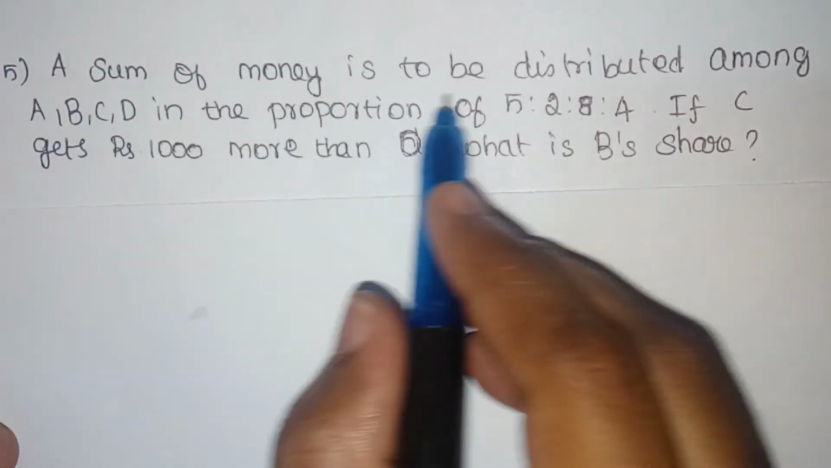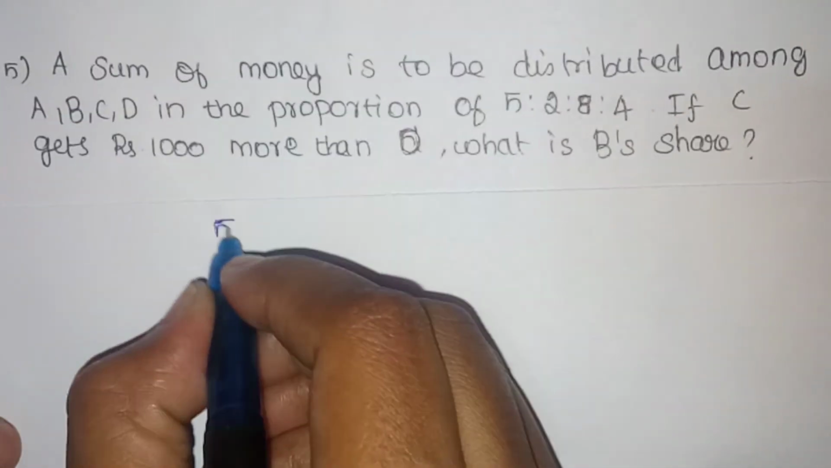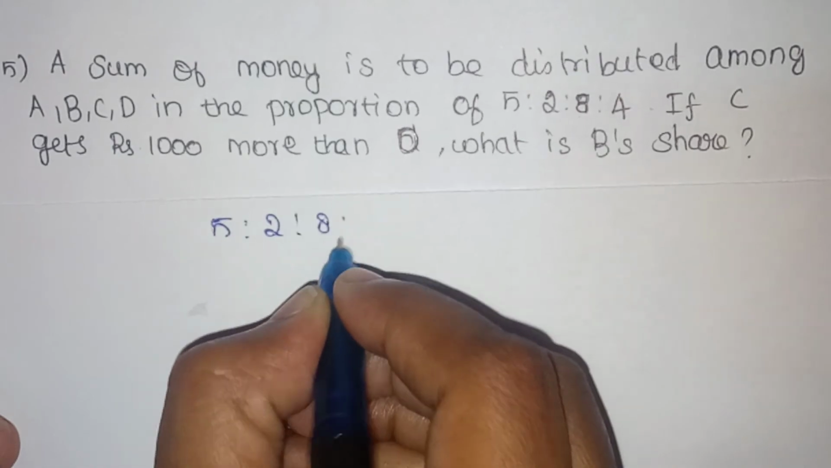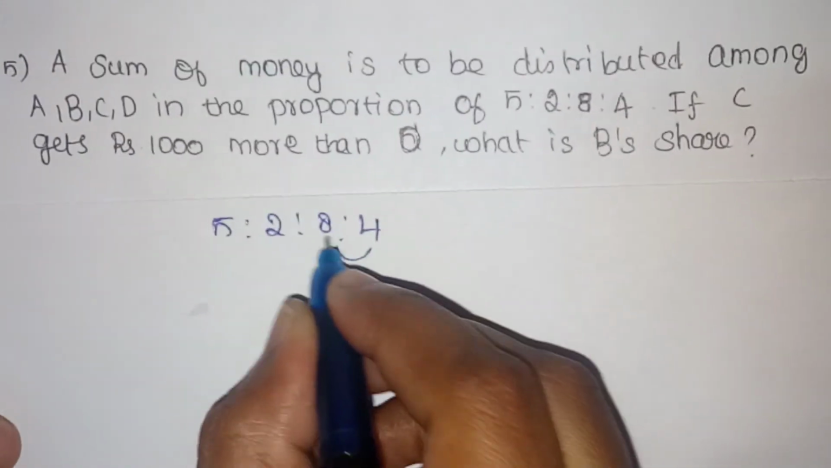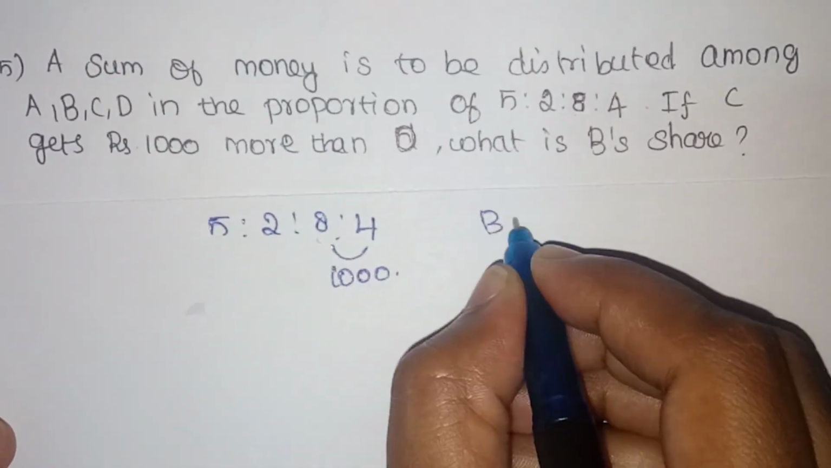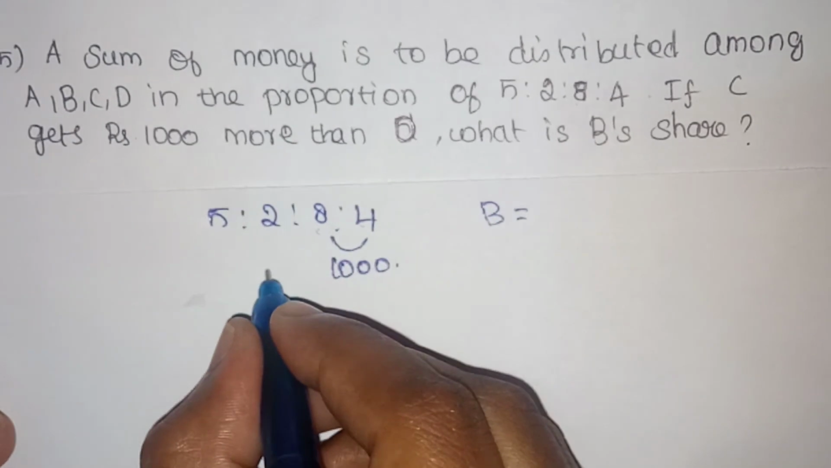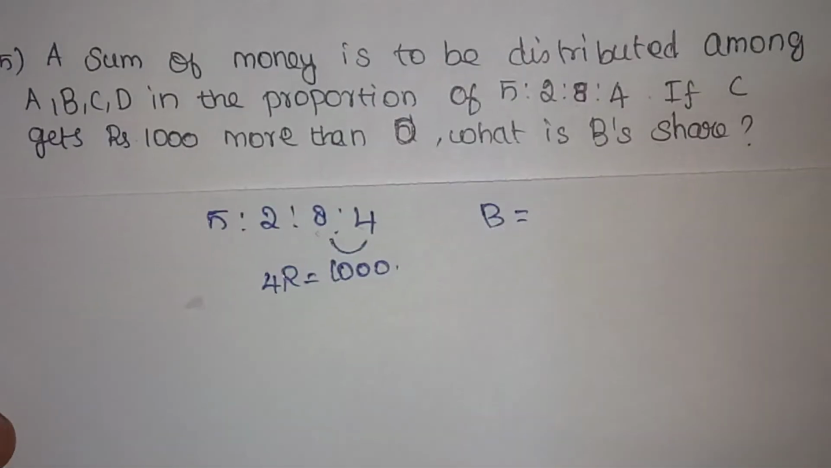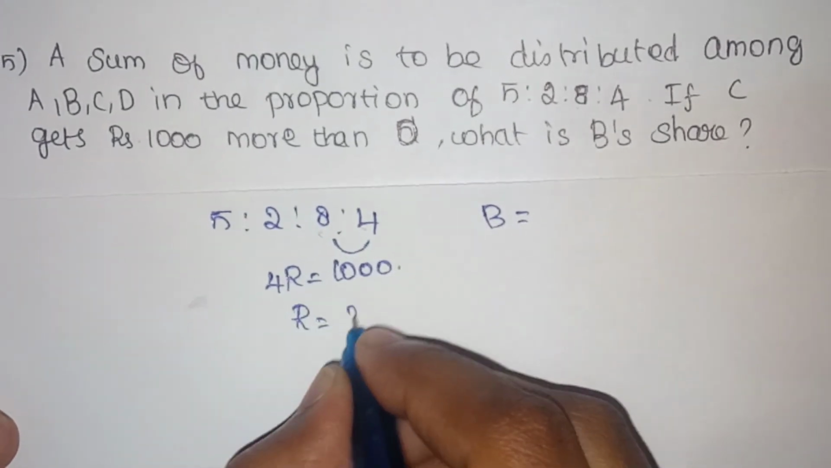See here, a sum of money is distributed among A, B, C, D in the proportion of 5:2:8:4. If C gets 1000 rupees more than D, that is, the difference between the values of C and D is 1000 rupees, what will be the value of B? See here, the difference in ratio between C and D is 4 ratio. So we can say that the value of 4 ratio is 1000. From that, the value of 1 ratio will be 1000 by 4, 250.